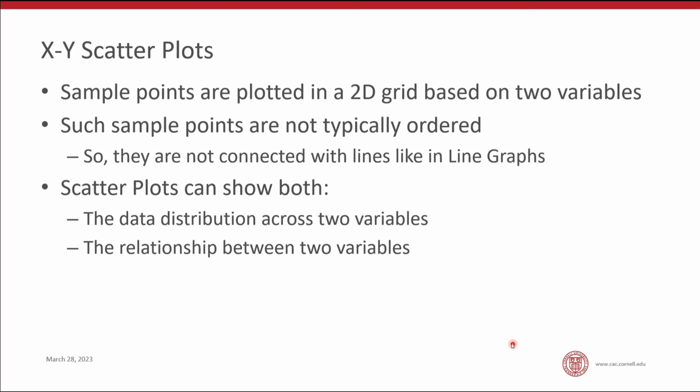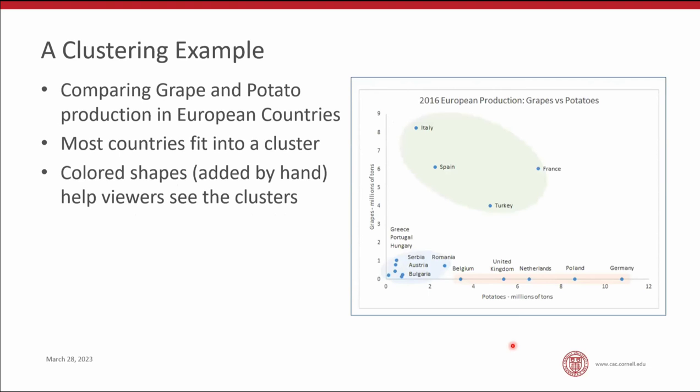Right now, we're going to be talking about the distribution. So here's an example of grape and potato production in Europe in 2016. The x-axis is potato production, and the y-axis is grape production. And when you plot these countries and their production out, you can see that there's actually these groupings. These are the big exporters, I would call them. They produce both crops in large quantities, and they export them.